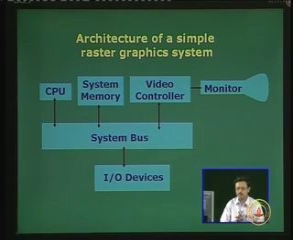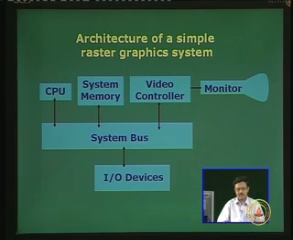system. I think in the previous lecture, we also talked about a simple architecture for a random scan system. So, this is almost similar to that. In this case, a typical computer system will have its own CPU, system memory, system bus, I/O devices and a video controller which drives the computer monitor.